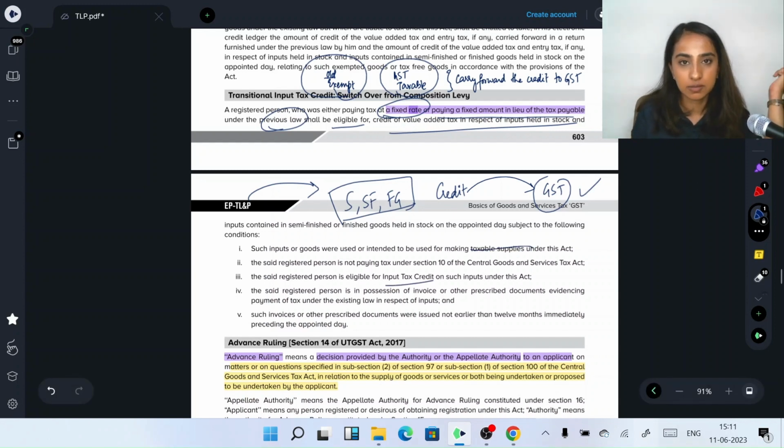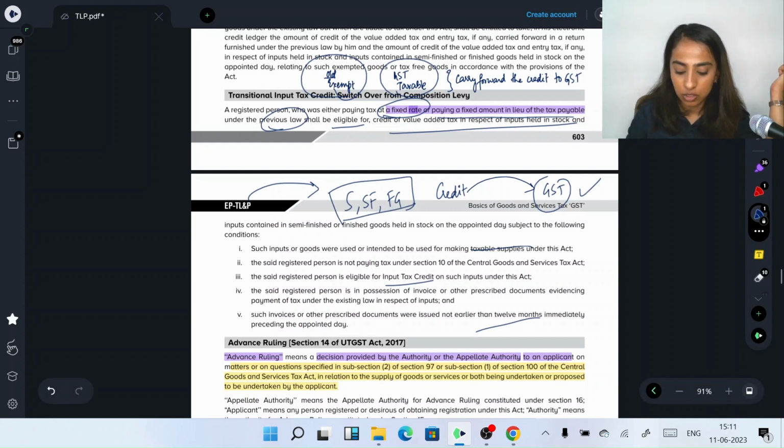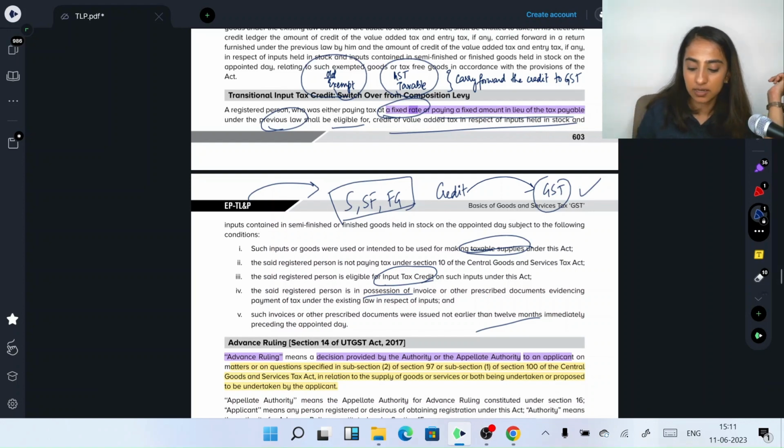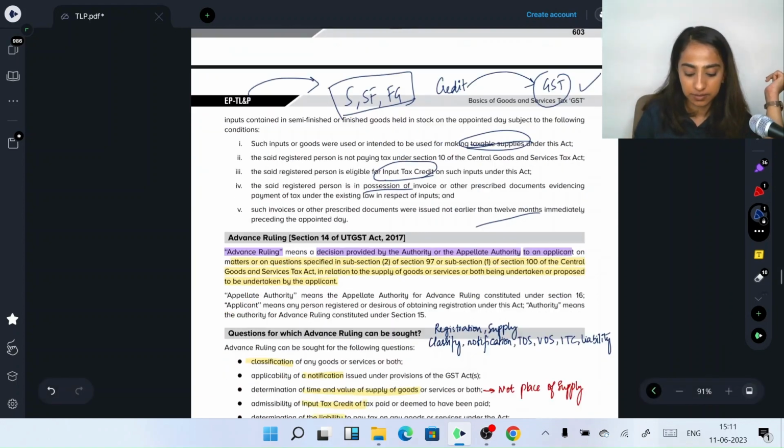Again they're saying the same thing. It should be used for taxable supply, should have possession of tax invoice, should not be older than 12 months. Then here he should have invoice, it should be used for taxable supply, should be used for business purpose, and the said registered person is not paying tax under section 10 of the CGST Act. Again we'll come to that a little later.